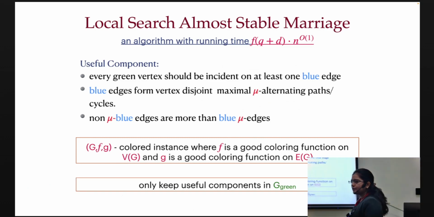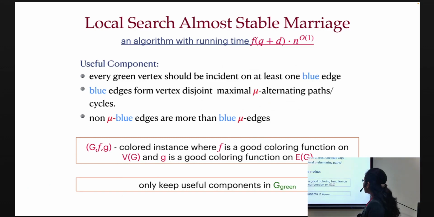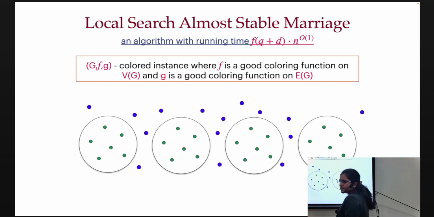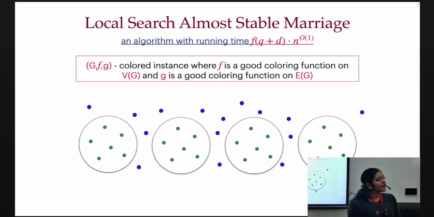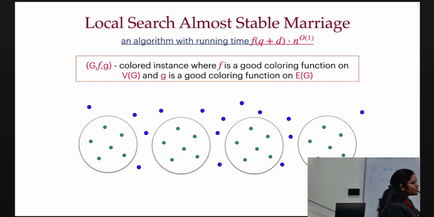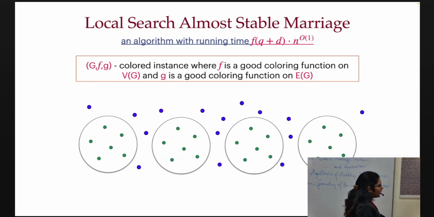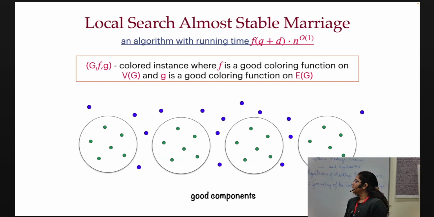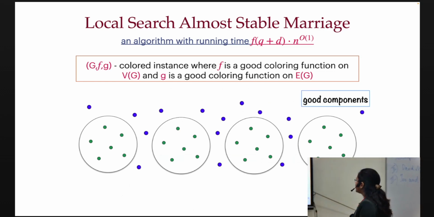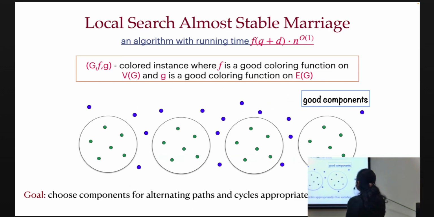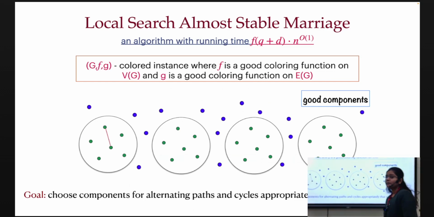The first thing we will do is just keep the useful components. Now let us look at this. There are green ones, right? We just keep the useful components, but there are some blue vertices. We do have those vertices. These are, let us say, some good components. Where are my blocking edges? Let us understand that. What about the symmetric difference edges?